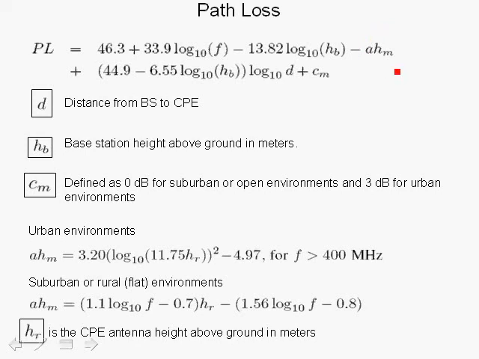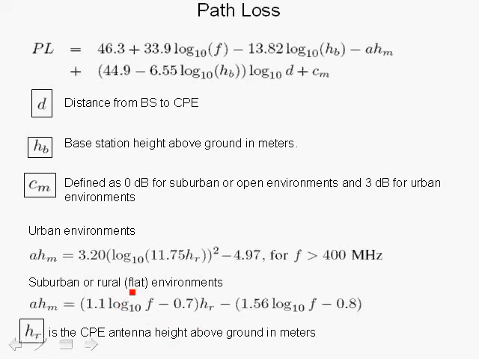So let's take a look at the parameter a h of m. So a h of m is computed according to whether the environment is an urban environment or a suburban or rural flat environment. So for frequencies above 400 megahertz, we use this expression over here. And you notice that it depends on h of r, which is the height of the CPE antenna above ground in meters, or the mobile. Obviously, the higher the antenna height for the CPE, then the path loss decreases, as we see here, because we're dealing with minus h of m. And here, as h of r increases, then we reduce the path loss, which is as expected.